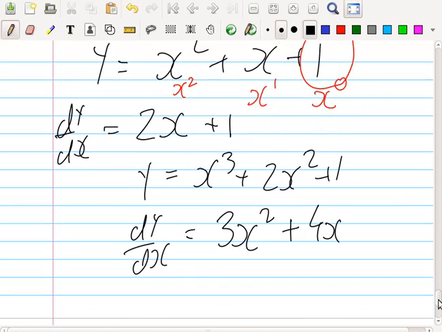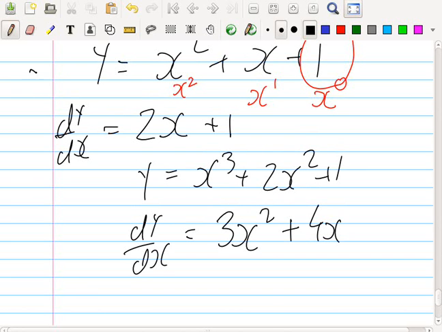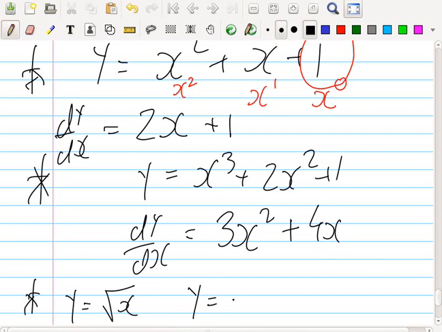Now let's move on to one a little bit trickier. There's one example, there's another example. What about y equals square root x? Well, what do we have to do first? Turn it into a power. What power is square root? A half. So therefore, the derivative would be: bring down the power, and then reduce the power, take 1 from the power, a half minus 1, and that's the answer. Okay, so there's 3 examples to write down.